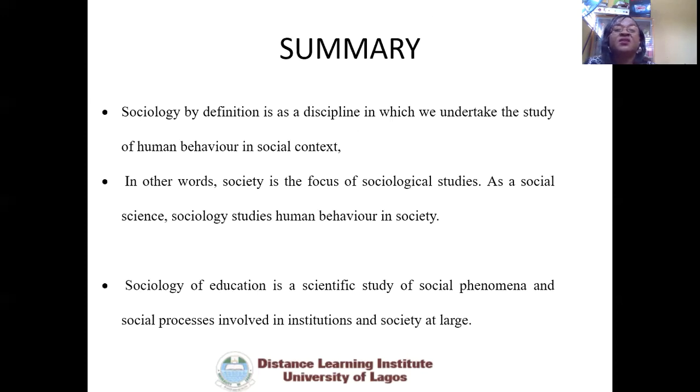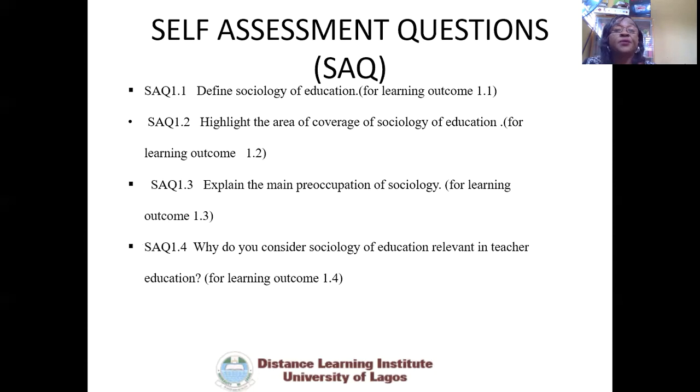In this study, we tried to define the concepts of sociology and sociology of education. We have as well looked at the scope of sociology and the scope of sociology of education. We've also seen the relevance of sociology of education to teacher education. And now you have the following self-assessment questions. These self-assessment questions are aligned with the learning outcomes initially presented in the study. So you are expected to find answers to these questions. And this will enable you to have a good assessment of how well you have understood the module. Thank you.